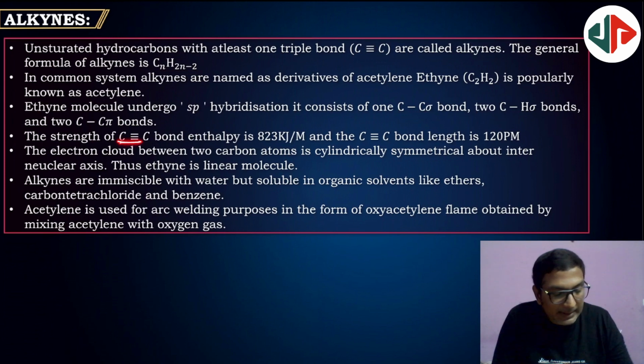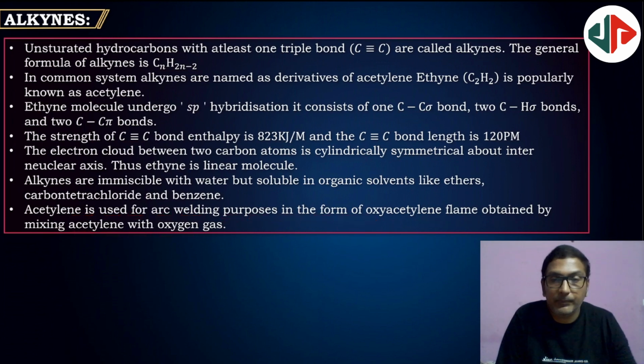Next, the C triple bond: bond strength 823 kilojoules. Next, length 120 picometers, that means 1.2 angstrom units. Next, alkynes are cylindrically symmetrical about the internuclear axis. Therefore, these are stable. Next, oxyacetylene is used for welding purposes. Oxyacetylene flame can release a large amount of heat.